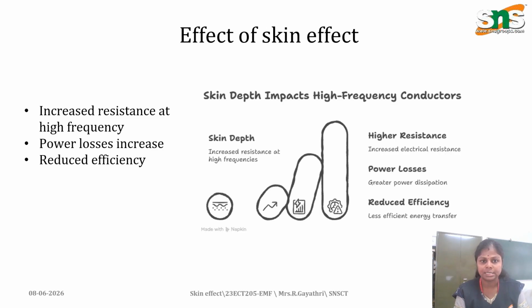Next, the effects of the skin effect. Due to the high resistivity, the performance on the surface of the conductors is affected, and the power loss increases. The surface of the conductor has reduced efficiency and higher resistance. When there is higher resistance, the electromagnetic field automatically operates at lower frequency, and the reduced efficiency leads to less efficient energy transfer from one material to another. These are the impacts of the skin effect.